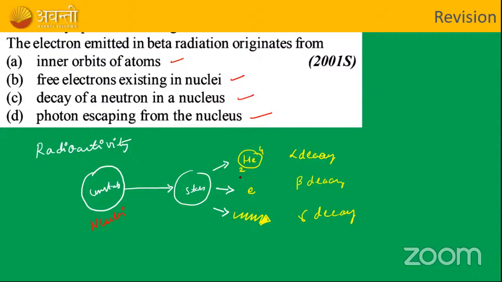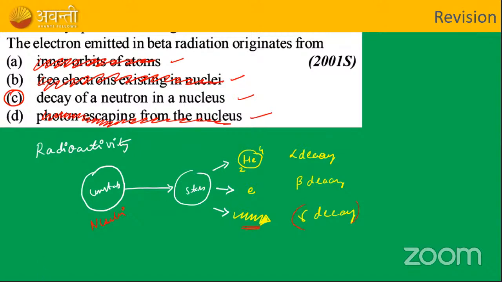No, beta decay doesn't happen in the orbits. That's gone. It is not a free electron coming. This beta decay is happening from the nuclei. And if a photon escapes from the nuclei, it's called gamma decay. So that is also not an option. Correct, Aditi. Good. So the answer is option C, decay from a neutron in a nuclei.